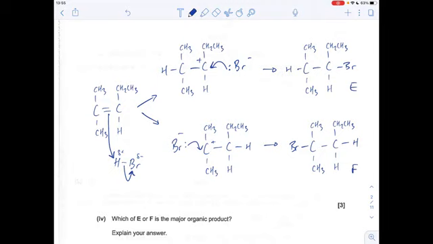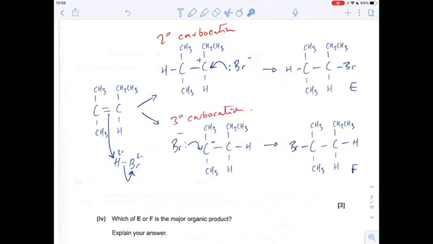So which of E or F is the major organic product? The answer to that lies in the type of carbocation we've got. So this carbocation here, if we look at the carbon that's got the positive charge on, how many carbons are directly bonded to it, or how many carbon groups are directly bonded to it? 1, 2. So this is a secondary carbocation. This one, the C plus, has got 1, 2, 3. So this is a tertiary carbocation.